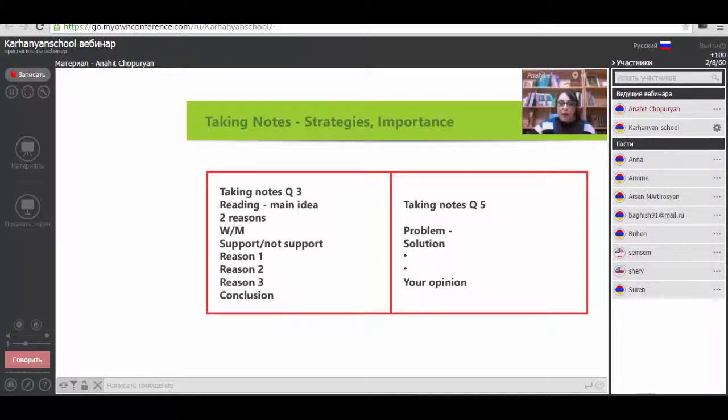You will have a problem, and then you will have solutions to the problem. There will be two solutions. So while taking notes, write down the problem, of course using abbreviations. Abbreviations are a lot of help for note-taking. And then two solutions for that. After that, you will state your opinion. What is your opinion? Which solution do you like best of all? And then why you liked it. I hope this note-taking strategy was clear to you.